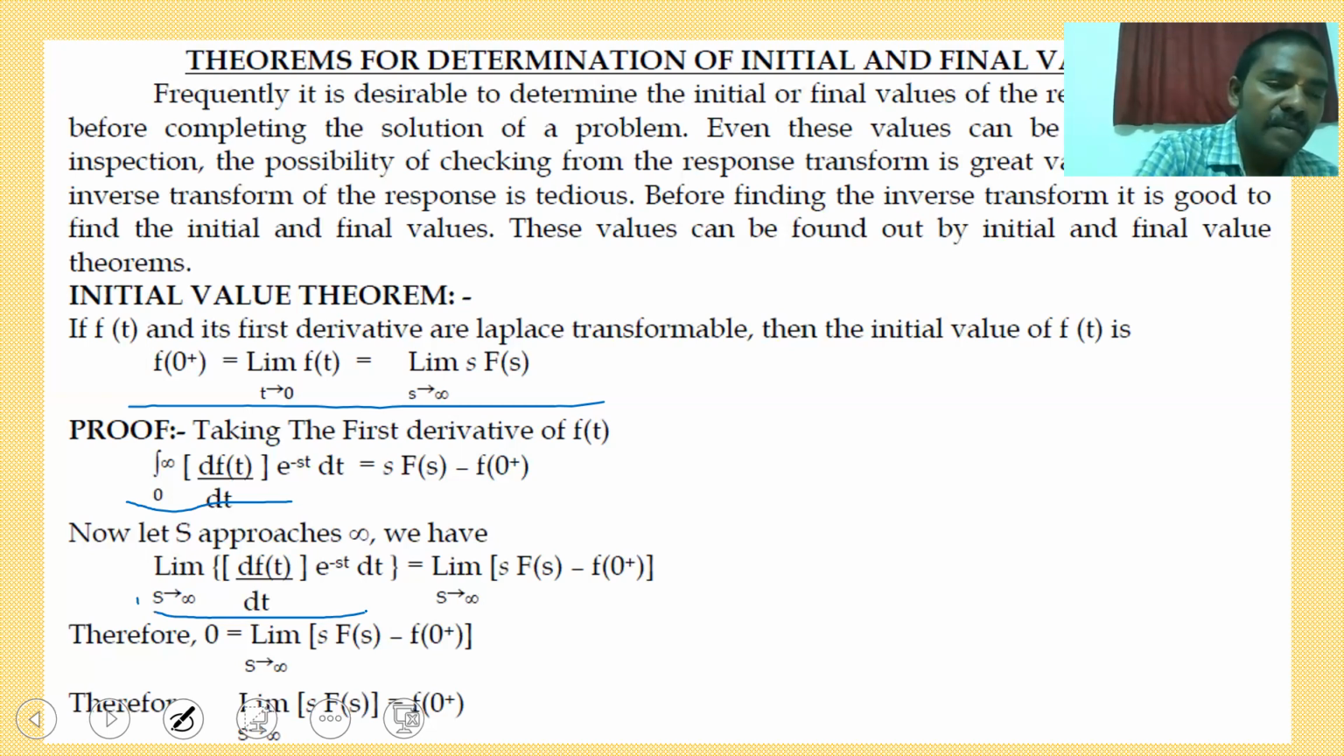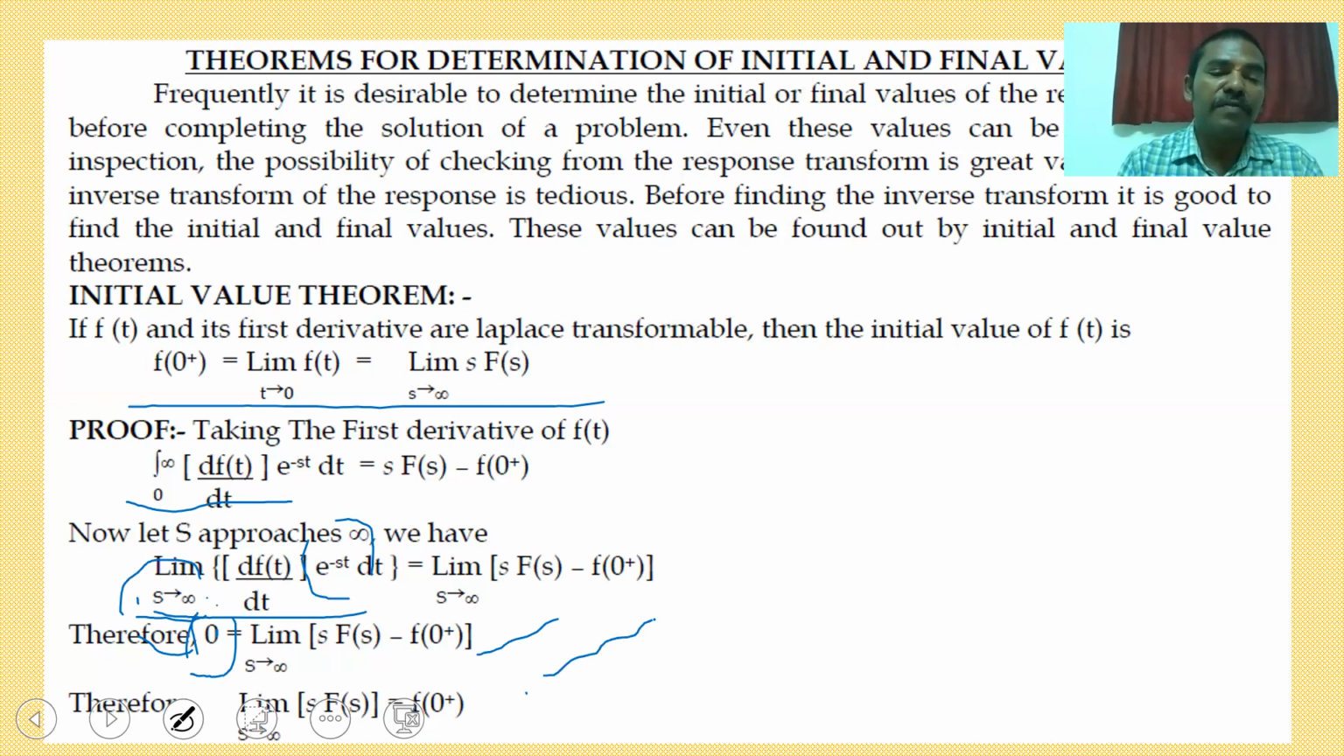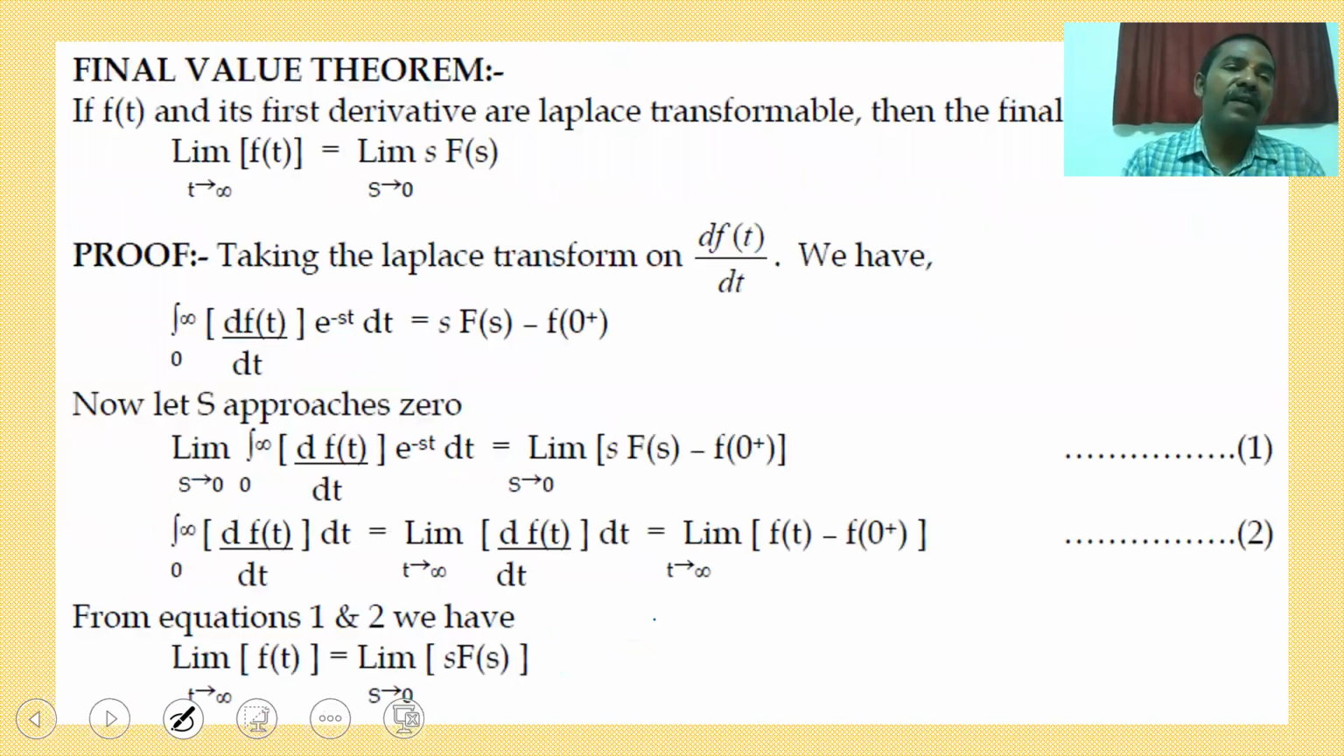Here s tends to infinity, so e power minus infinity, which means the LHS is 0. The RHS is limit s tends to infinity s of F of s minus f of 0 plus. From that, you can get limit s tends to infinity s of F of s is equal to f of 0 plus, your initial value only. F of 0 plus means it is the initial value of your function only. Okay.